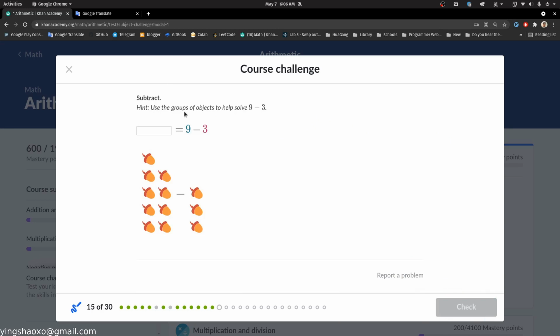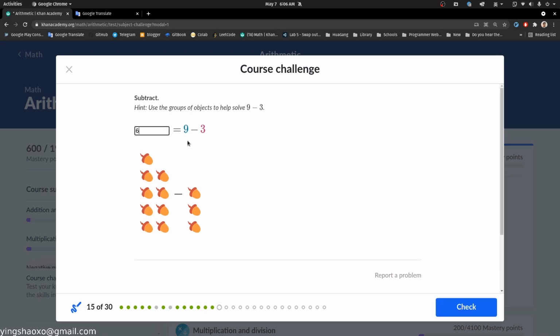Subtract. Use the groups of objects to help solve this problem. I don't need this. I could solve this problem by myself. And that would be 6.